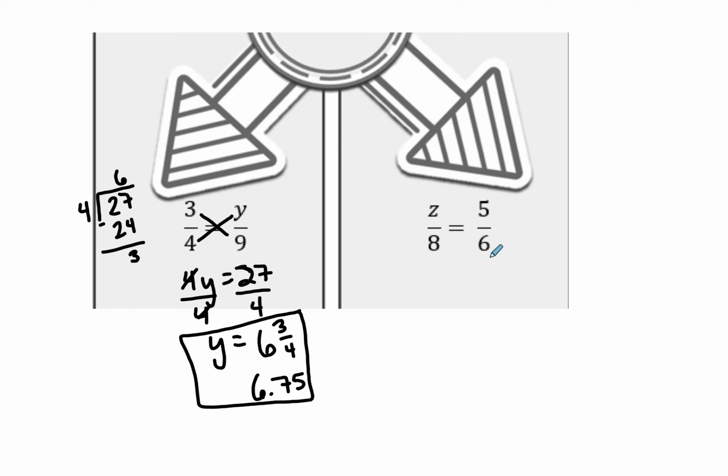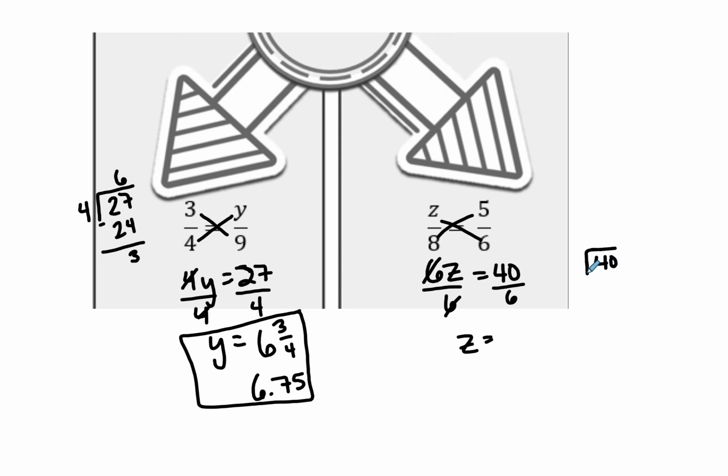All right, let's take a look at this last one. Again, I don't see a multiplication pattern up and down or side to side, so we're going to do cross products. 6 times z is 6z, 5 times 8 is 40. I'm going to divide both sides by 6. 6 divided by 6 is 1, leaves me with z.